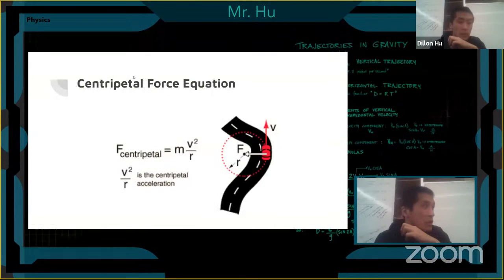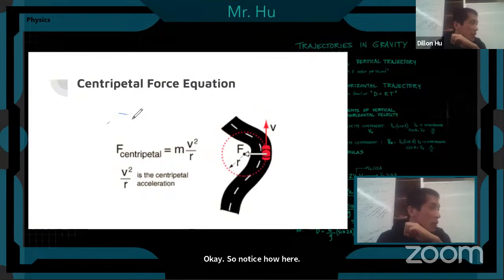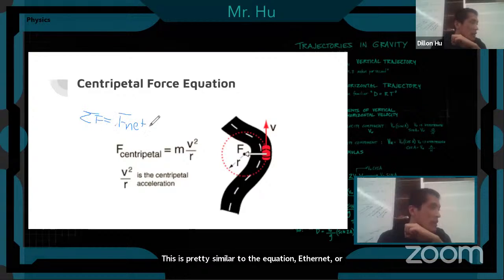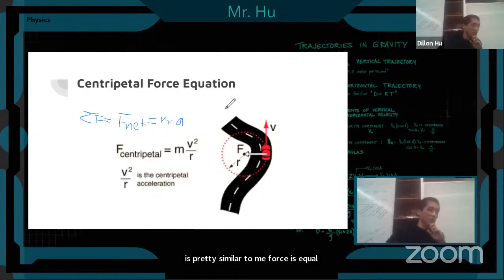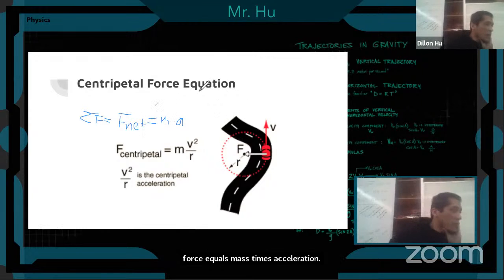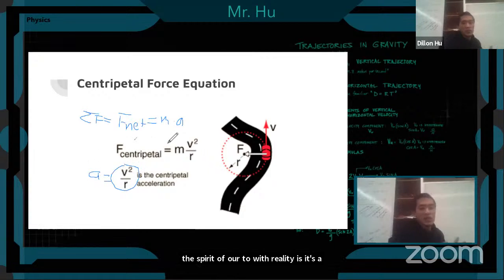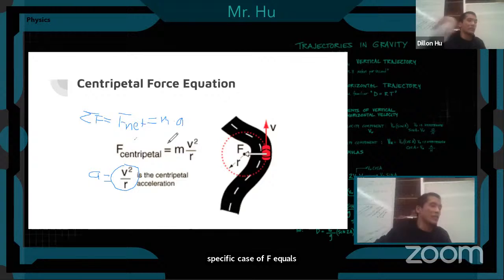Okay, so notice how this is pretty similar to the equation F net, or more correctly, the sum of all forces. Notice how this is pretty similar to F equals ma, your net force is equal to mass times acceleration. The reason it's very similar is because the acceleration you feel, this centripetal acceleration, is just v squared over r. So the reality is, it's a more specific case of F equals ma that applies to circular motion.